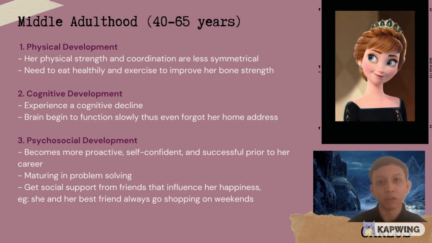And for cognitive development, she experienced cognitive decline. Her brain began to function slowly, thus she even forgot her home address. And lastly, for psychosocial development, Anna becomes more proactive, self-confident, and successful in her career. She is also maturing in problem solving, and gets social support from friends that influences her happiness. For example, she and her best friend always go shopping on weekends.